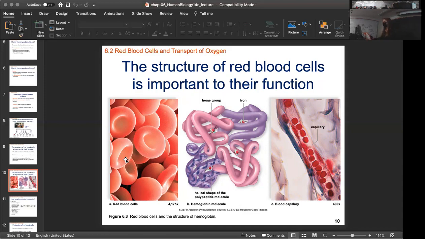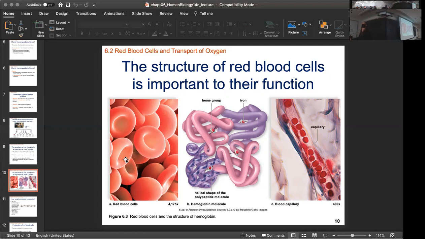All right, here is a hemoglobin molecule, the helical shape of the polypeptide molecule. And these are called the heme groups, which are also bound by iron. It's really hard to see in this, but the heme group is like a little disc, and this is iron in here, and that's where the molecules of oxygen attach to help get oxygen in the blood to our extremities.